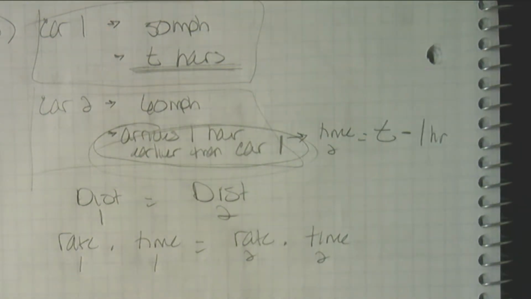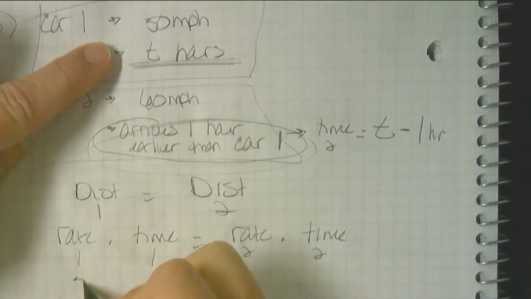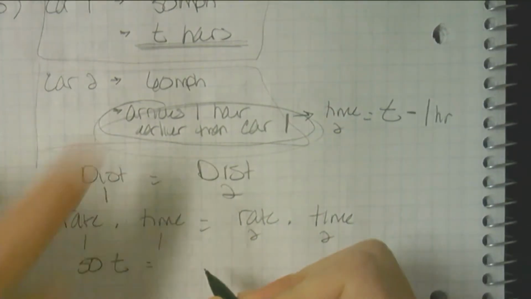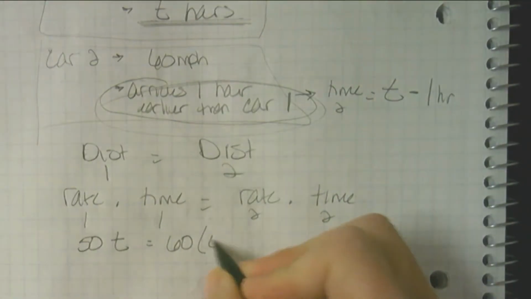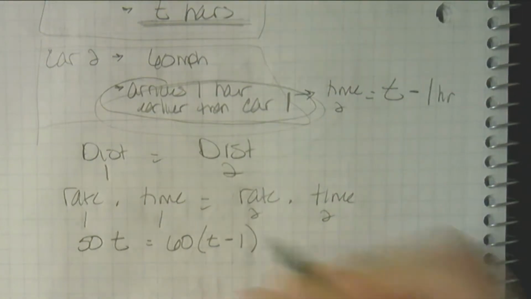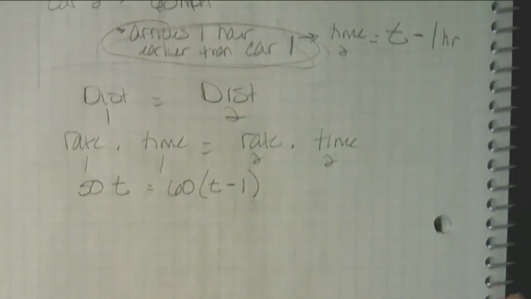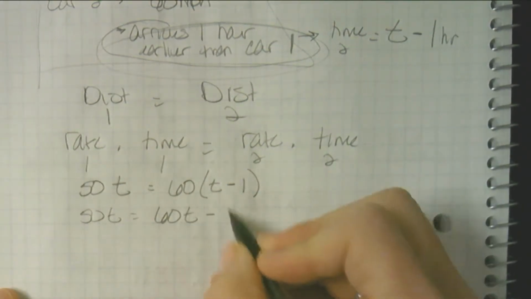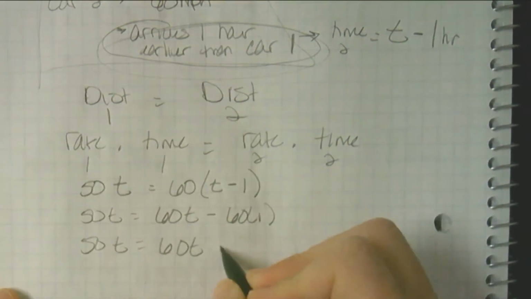So now I'm just going to substitute the stuff I know into my game plan. Well, the rate of car 1 is 50 miles per hour. The time of car 1 is t, equals the rate of car 2, which is 60, times the time of car 2, which has to go in parentheses, t minus 1. And then I would solve that. So 50t is equal to 60 times t minus 60 times 1. So I have 50t is equal to 60t minus 60.